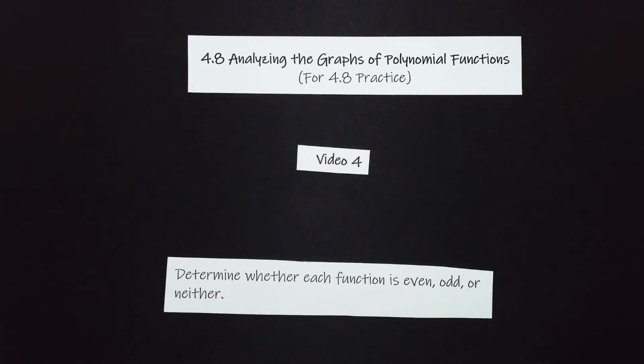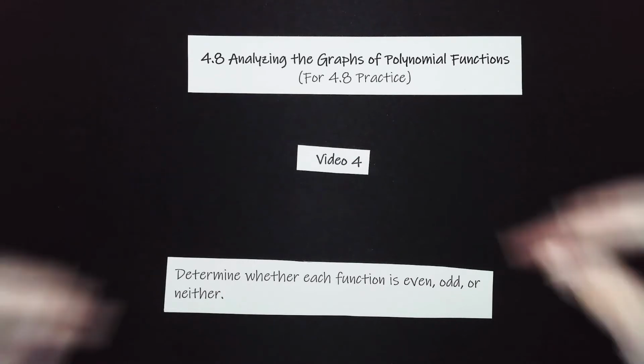We're on 4.8, analyzing the graphs of polynomial functions. This is the fourth and final video, and we're going to determine whether each function is even, odd, or neither. So we're going to start with some vocabulary.